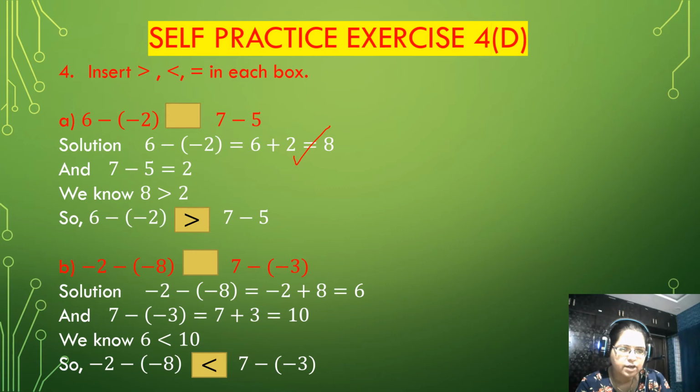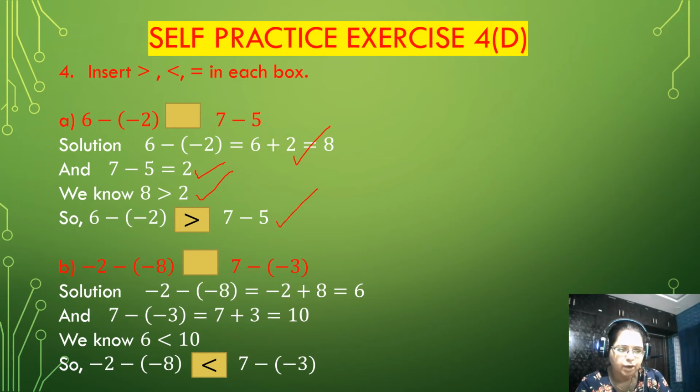And right hand side expression is 7 minus 5. Subtract 5 from the integer 7, so we get 2. As we know, 5 plus 2 equal to 7. We get on the left hand side the integer 8, and on the right hand side the integer 2. We know 8 is greater than 2. So 6 minus of minus 2 is greater than 7 minus 5.